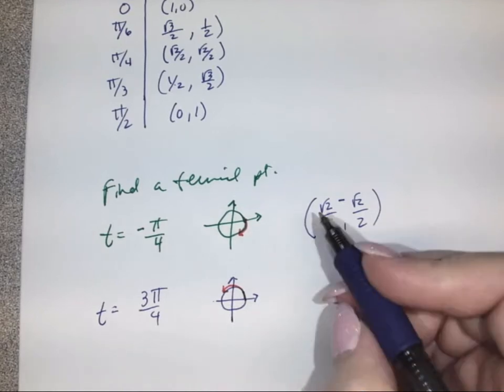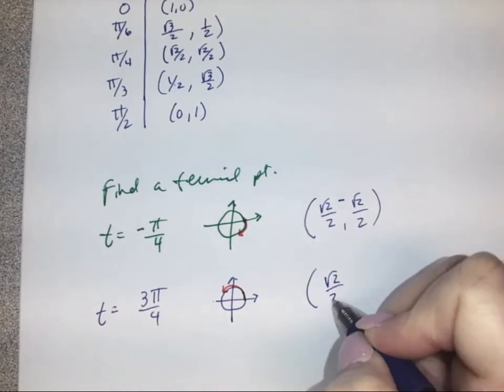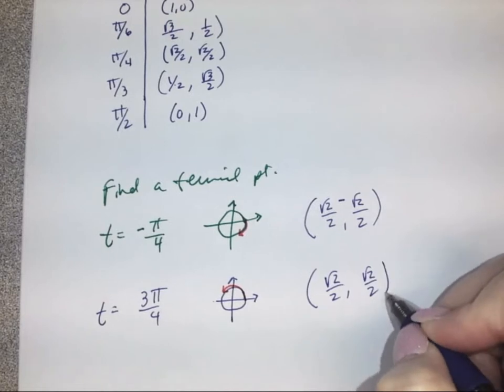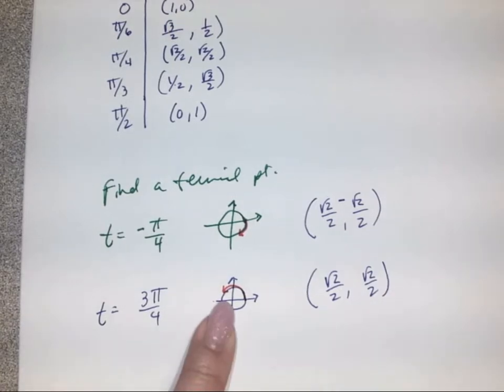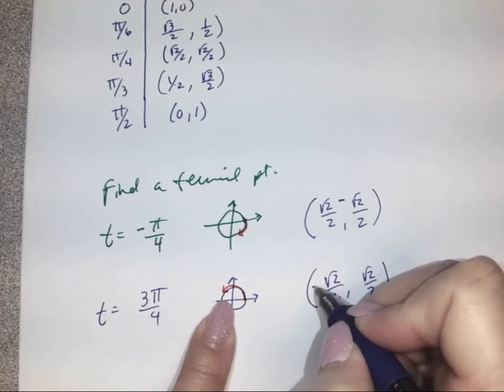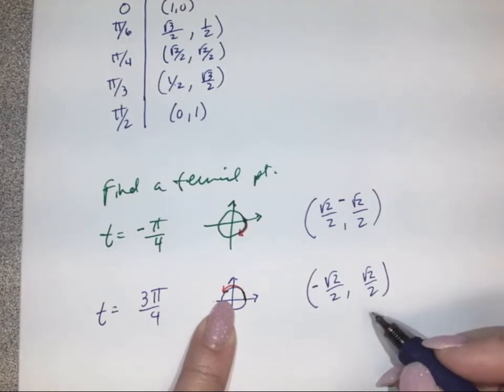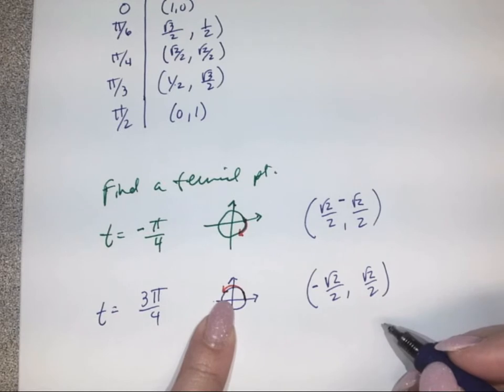So we still know that the value is square root of 2 over 2, square root of 2 over 2, but who's positive and who's negative? Well, we're in quadrant 2 here, so that means our x is negative and our y is going to be positive.